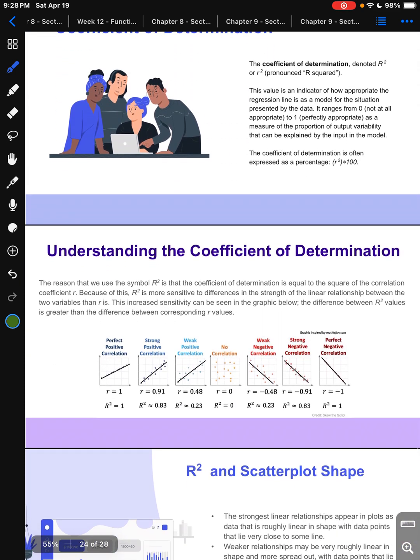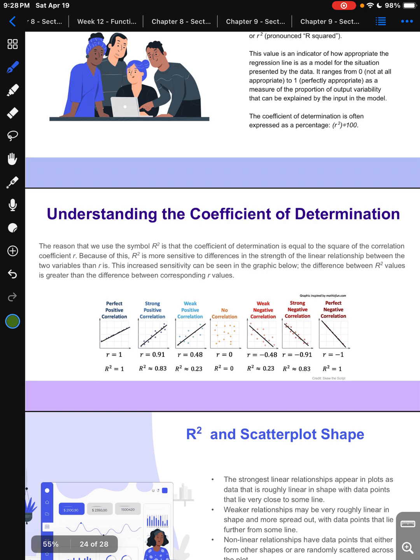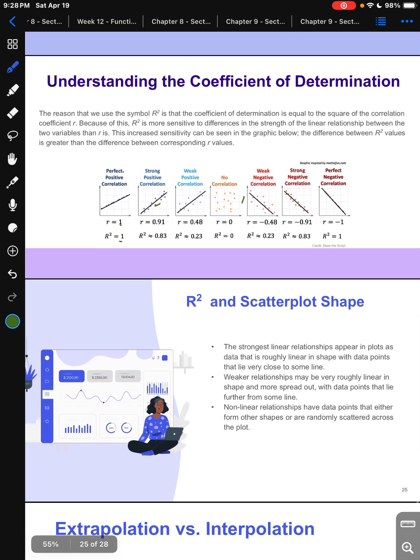So here's some examples. So if you look at these charts, perfect positive correlation. See how all those points fit on that line? So R is 1, R squared is 1. See how these points are not quite as close to the line? So my R squared is a little bit away from 1, it's 0.83. These points are even more spread out, so it's 0.23. These points determine no correlation. There's no line in there. So R squared is 0. And the same thing holds for negative.